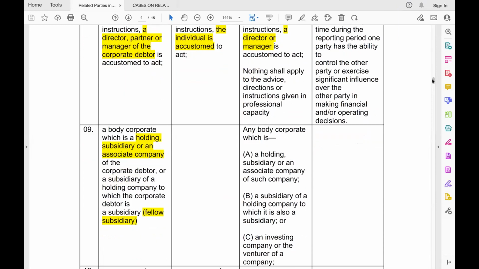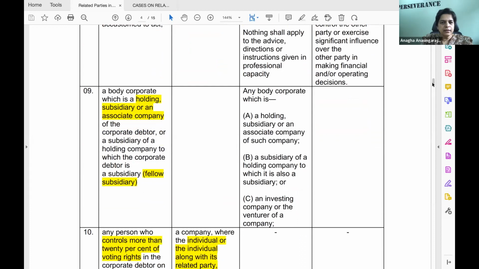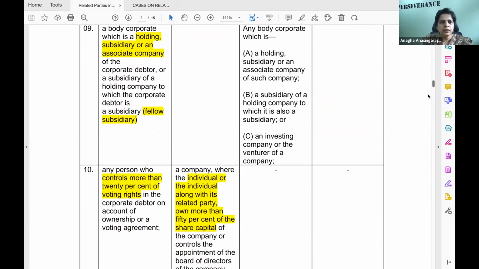Thanks. So point number 9, a body corporate which is a holding, a subsidiary or an associate company of the CD, or a subsidiary of a holding company to which the CD is a subsidiary. So it means, in short, a fellow subsidiary. This category covers any body corporate which is a holding, subsidiary or an associate company of the CD.